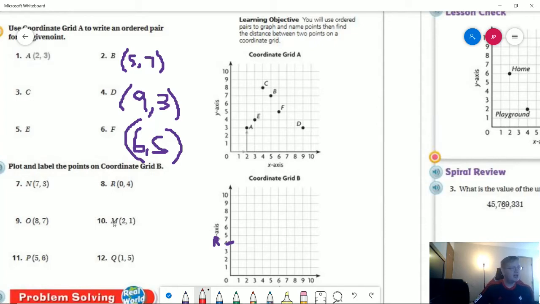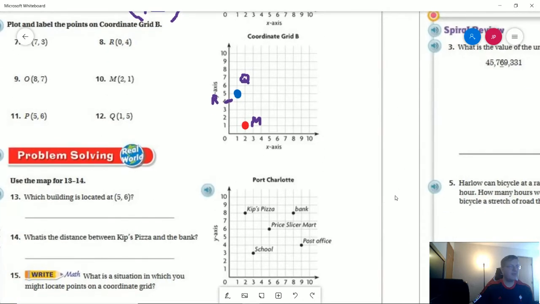Number 10, letter M is going to be at 2, 1. And this one is really splotchy, so let me change that one to do that. And Q is going to be 1, 5. So Q is going to be right next to R. And those are going to be the 3 points that we wanted to graph for that.